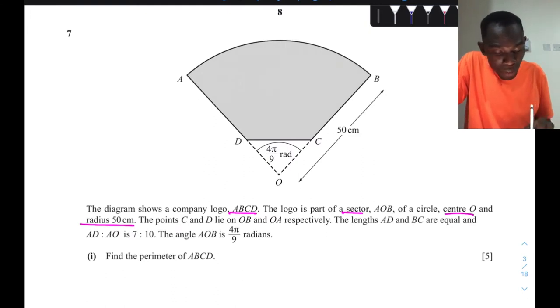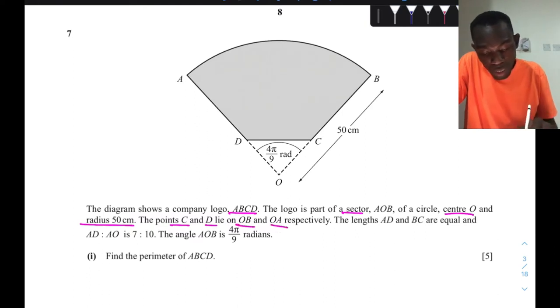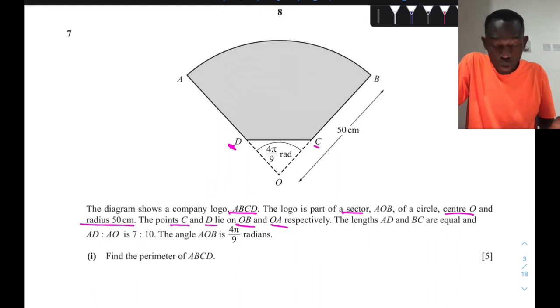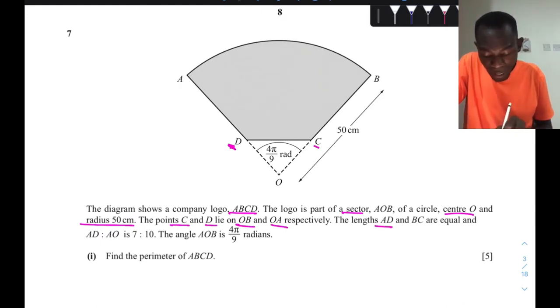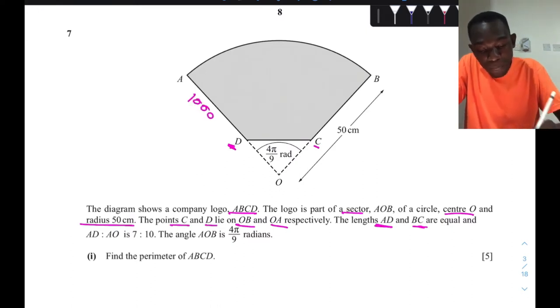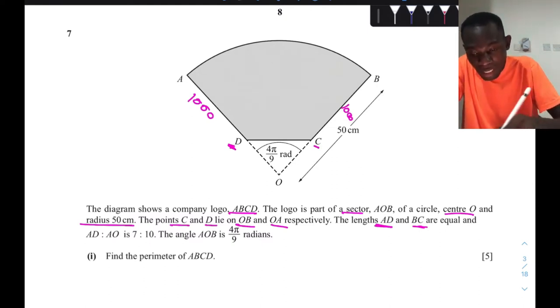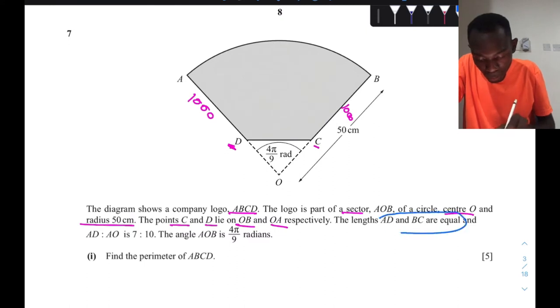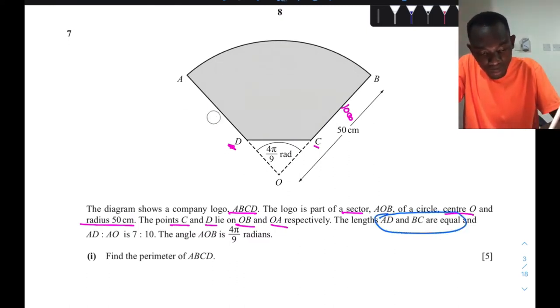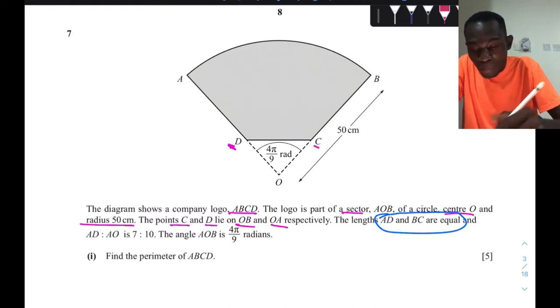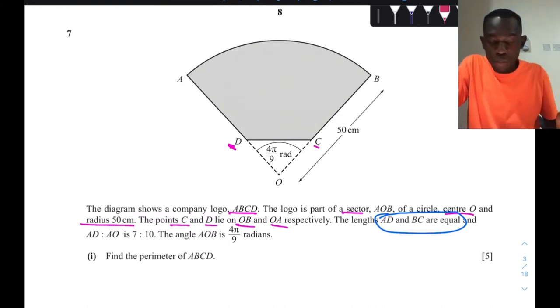What do they want? Points C and D lie on OB and OA respectively. So D is here, C is there, they lie on that line. Cool, no problem. What else? The lengths AD and BC are equal. That is very important. So if this is 1,000, this will be 1,000. That is really, really important. All right. So I'm going to highlight that in a different color, maybe blue, because it's going to really help us now. Okay, very, very important. So like I said, all these things, you get it from the preamble. So if you don't read from the preamble, you are in trouble, friends.